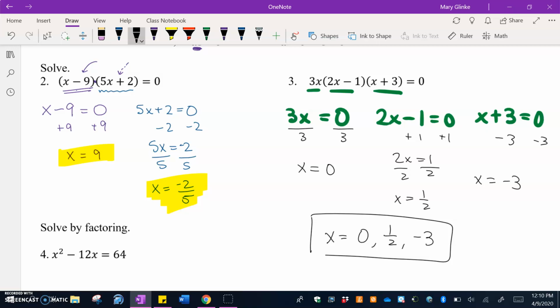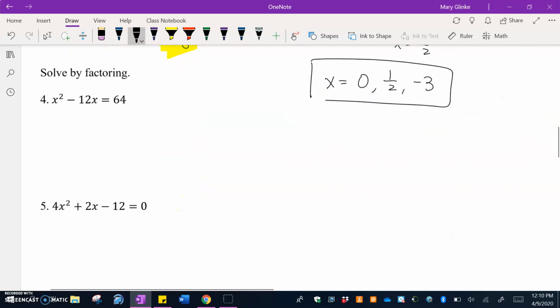So that's the zero product property. Now what we're going to do is look at equations that aren't already set up in factored form. We're going to have to solve them by factoring. In order to solve by factoring, the very first step is always going to be to get the equation equal to 0. So for this first one, we're going to subtract 64, and we get x squared minus 12x minus 64 equals 0. The second step here is going to be to factor.